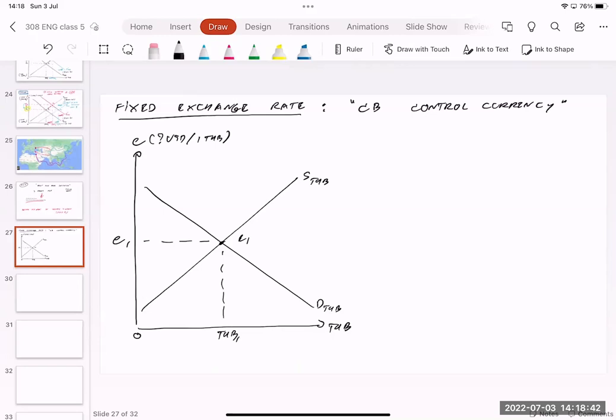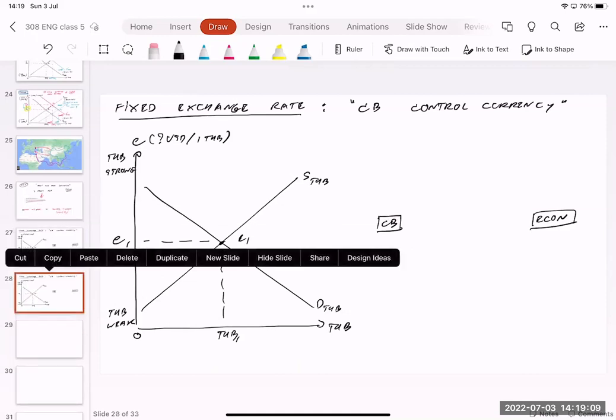If the nominal exchange rate is going down, it means that the Thai baht becomes weak. If the nominal exchange rate is going up, it means that the Thai baht becomes strong. Okay, just like that. And then they're going to show you the relationship between the central bank and the economy. So let me copy this one and paste it for 2 more.